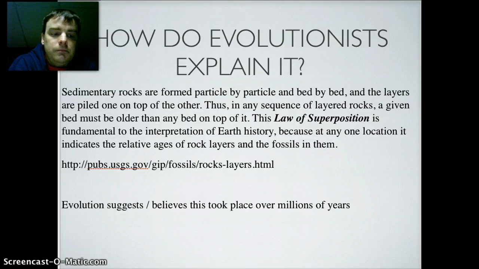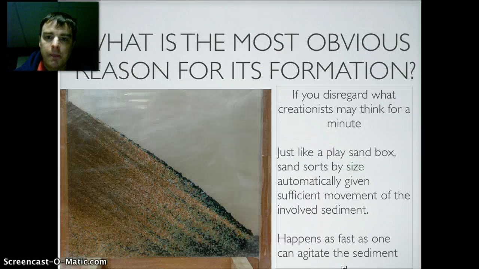Now, there's some assumptions here. The assumption is that if there is a layer that's lower than another layer, that the layers were laid down at different times. Now, the incorrect idea is that it requires a large amount of time to lay them down, and I think I'll show you this in the next slide here. Evolution suggests this happened over millions of years. It doesn't really make sense for a number of reasons.